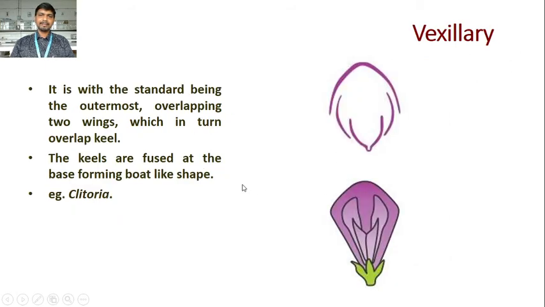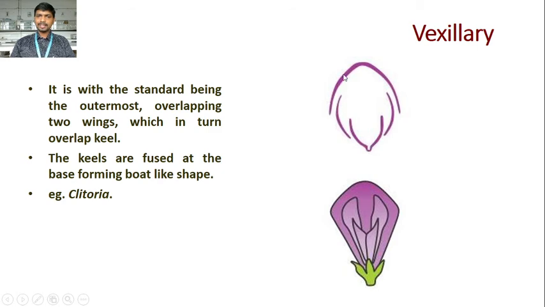Next, this is the vexillary. This flower is found in Clitoria. It has a standard, the largest one, outermost, overlapping the two wings. These two lateral petals we call wings, which are overlapped by the standard, and which in turn overlap the keel. These two petals, which are united to form a boat-shaped cavity, we call the keel. So this is the vexillum, these are the wings, and this is the keel.